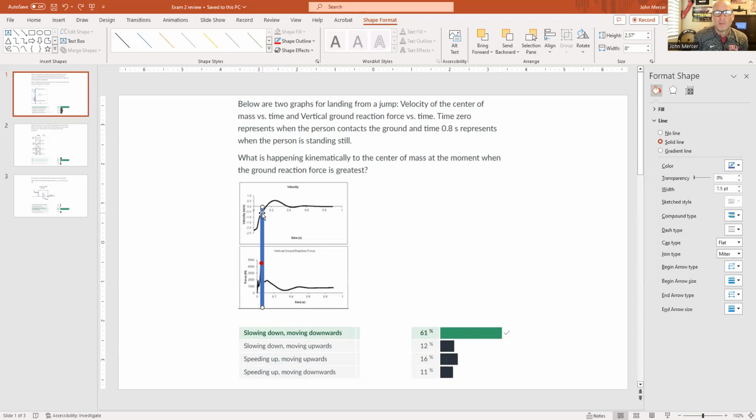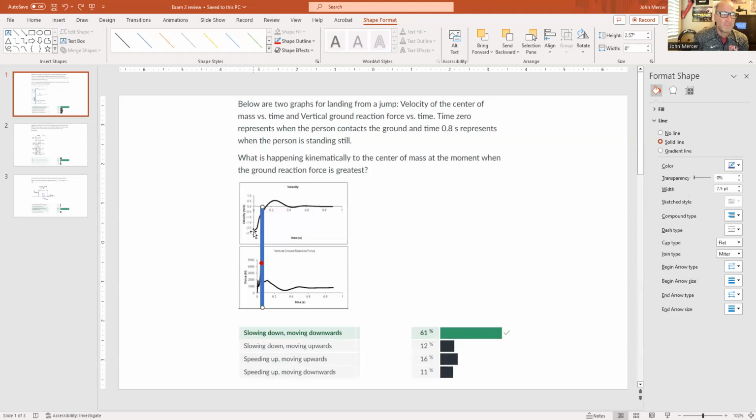Now we need to look and understand our velocity versus time plot and make sure we're understanding what's going on. So here we have velocity. We have negative velocities here, positive velocities here. These would be vertical velocities. And negative would be downwards, positive would be upwards. Remember, direction of the velocity vector tells us the direction of movement. So any velocity in the negative region means the person's moving downwards. So we're in the negative region right here, so we know we're moving downwards.